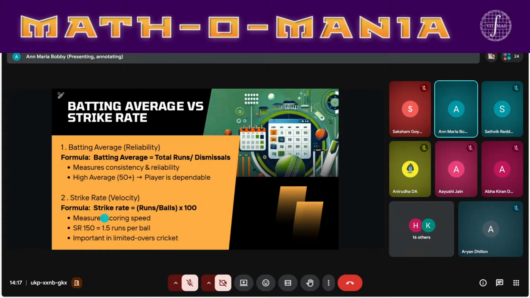So this is important in limited overs cricket. Why do we say that? Because in limited overs cricket, we don't have much time in the crease, in the ground. When it comes to death overs, the last 4 or 5 overs, the strike rate is much more important than the batting average because we just have very few overs or very few balls. So in that, we'll have to score more.